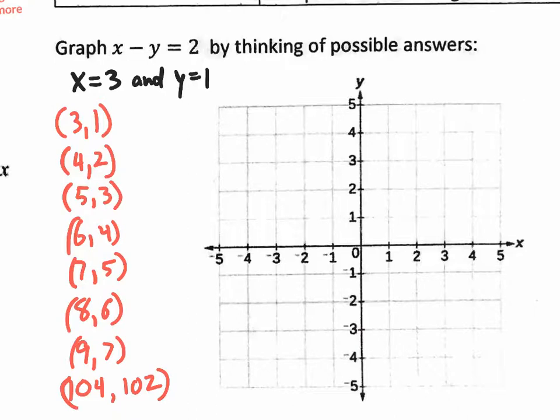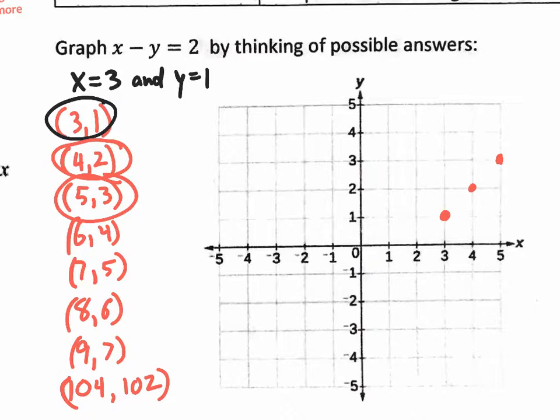So what we're going to do is plot a couple of them, not all of them. Let's do a couple of them, like 3 and 1. 3 on the x, 1 on the y, it'll be right there. And I might as well plot 4 and 2. 4 on the x, 2 on the y, it's right there. Or 5 and 3. 5 on the x, 3 on the y, it's right there. As you could see, those dots perfectly line up.